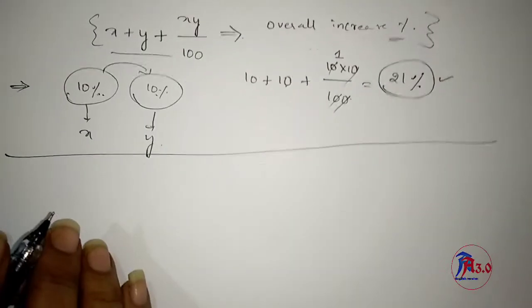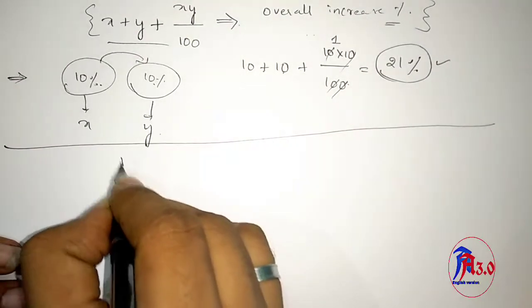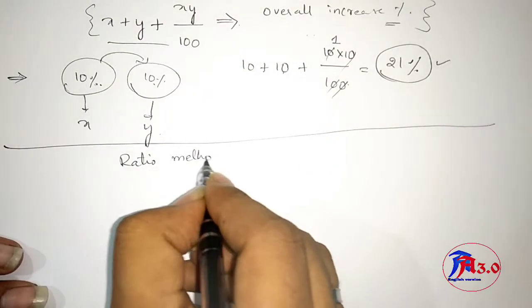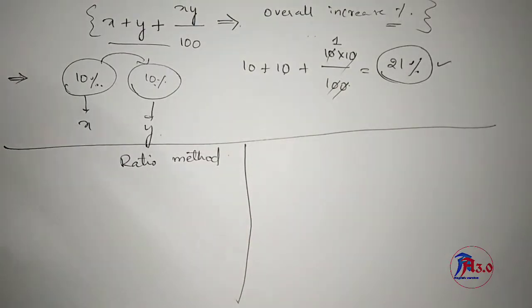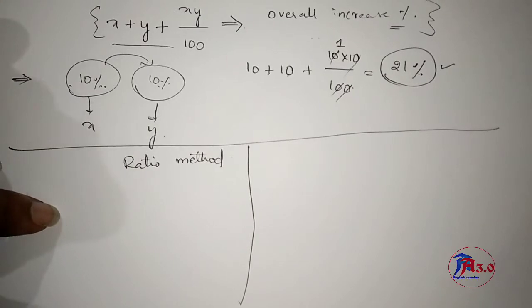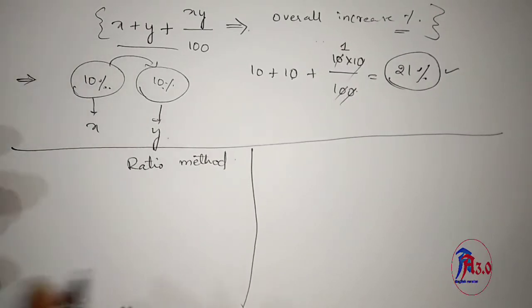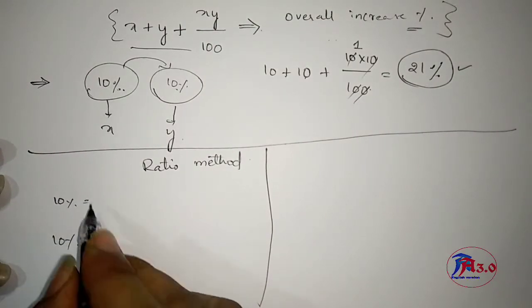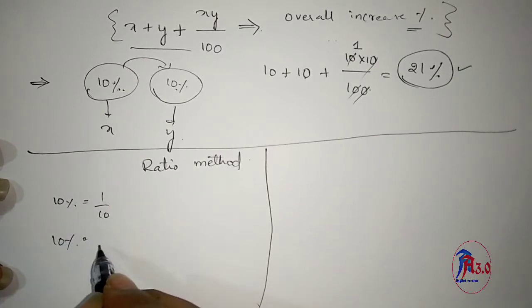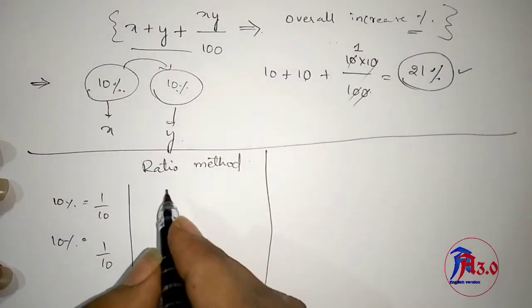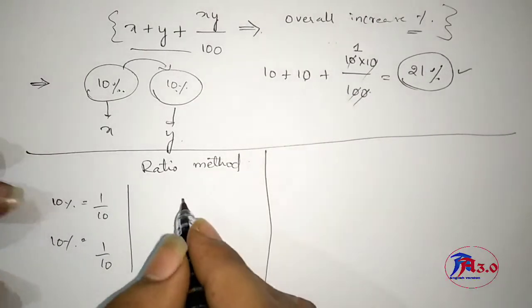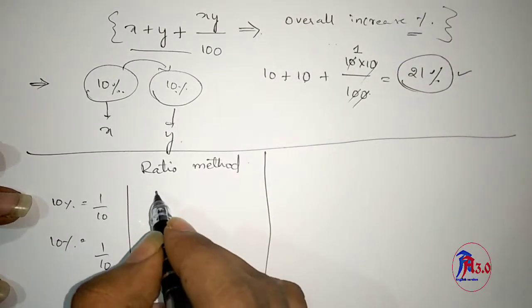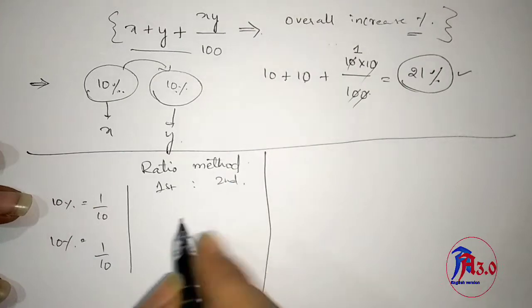But here I have a better method than that, which is the ratio method. The ratio method is like a gunshot for each and every type of question. So you have to practice the ratio method very much. This is an important method for aptitude learning. In the condition of the question, 10 percentage and 10 percentage are increasing. So what is the fraction value of 10 percentage? The fraction value of 10 percentage is 1 by 10, 1 by 10. I will convert this fraction into ratios. So this is first year and second year, isn't it?